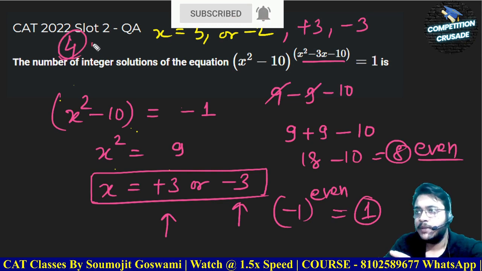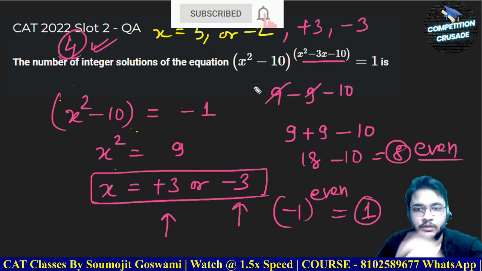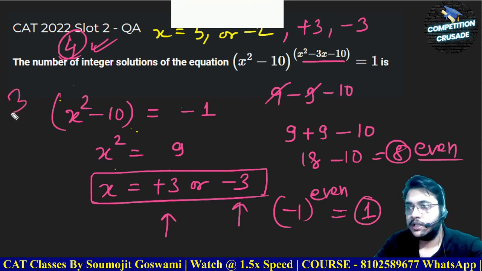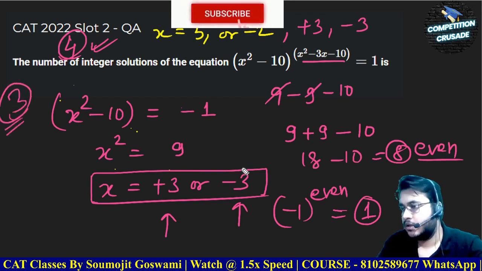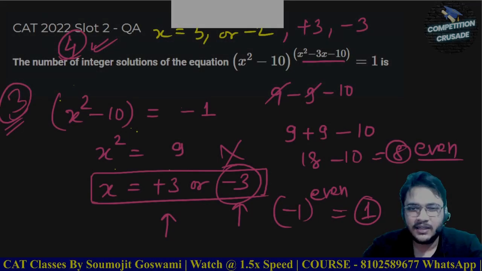I made an error during the test in the actual CAT. I don't know what I was doing. I put the answer as 3. I did not take the minus 3. So yeah, silly errors happen here and there.